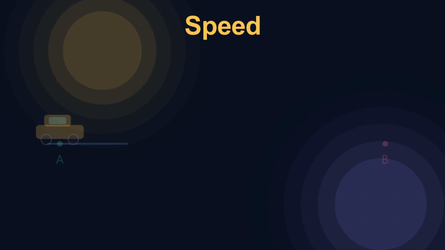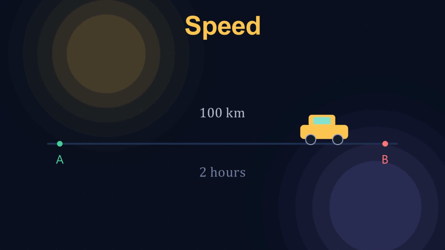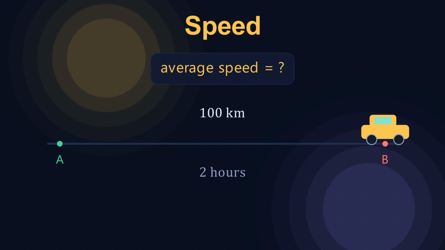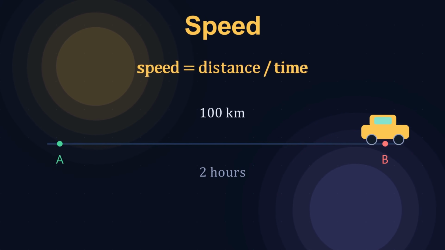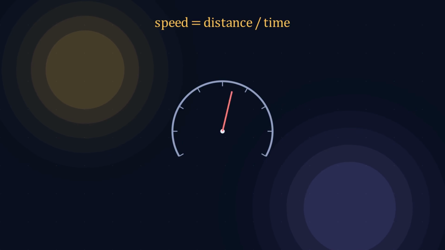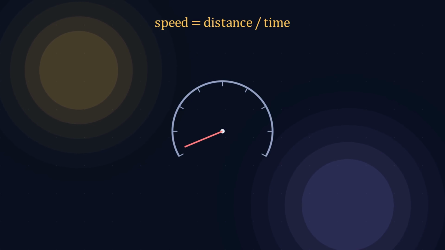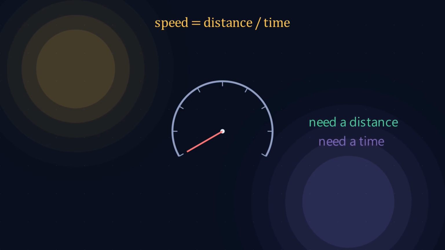Let's start with something you already know: speed. You drive 100 kilometers in 2 hours. What was your average speed? 50 kilometers per hour. Speed is just distance divided by time. But your speedometer shows your speed at this exact instant.